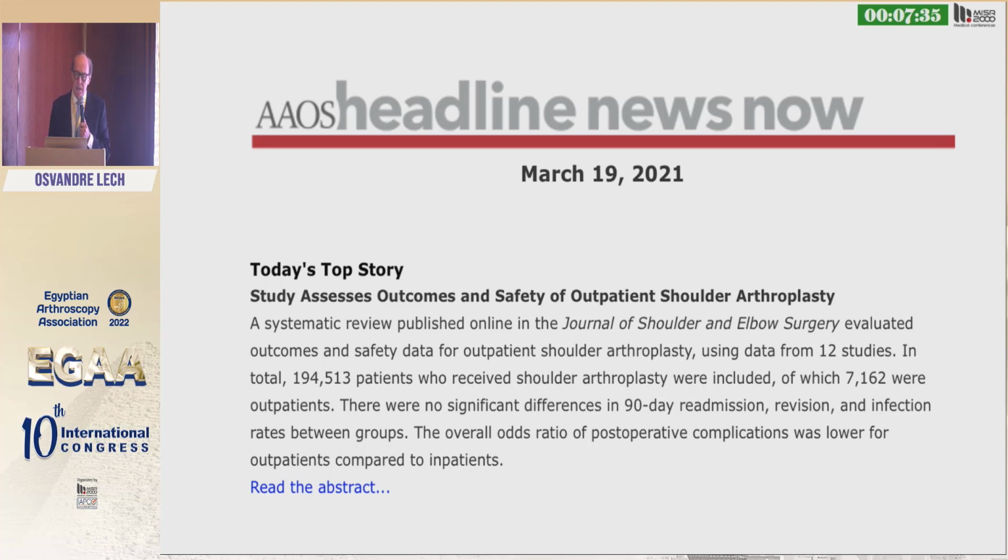I cannot do an outpatient procedure for shoulder arthroplasty yet, but few centers are doing this nowadays in order to save money. I'm not in this field. I'm not the early adopter of this procedure. My patients stay 1 to 2 days in the hospital yet.